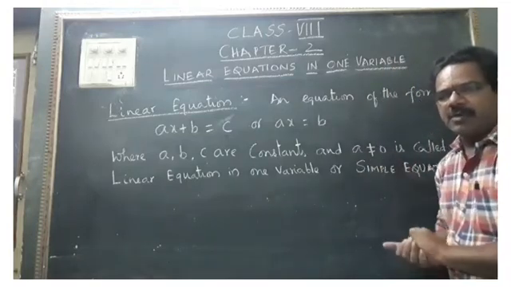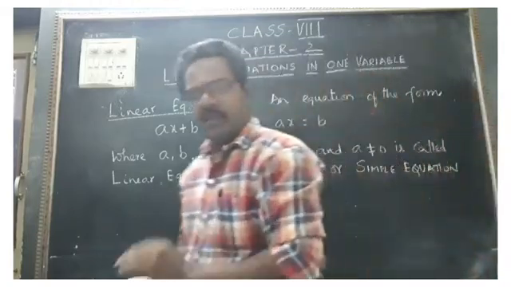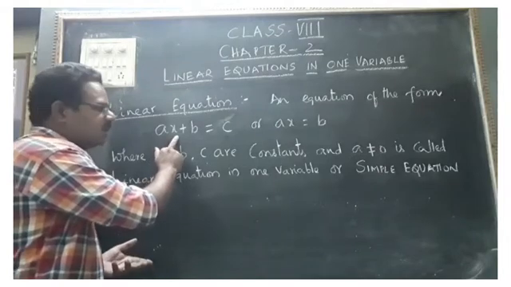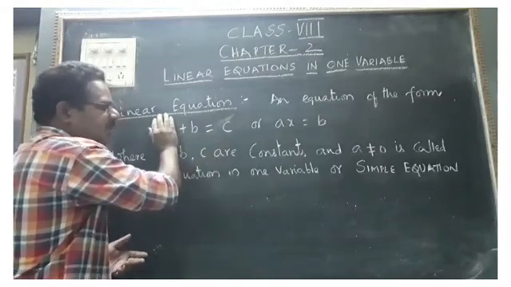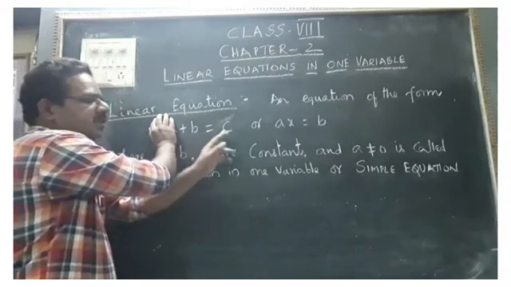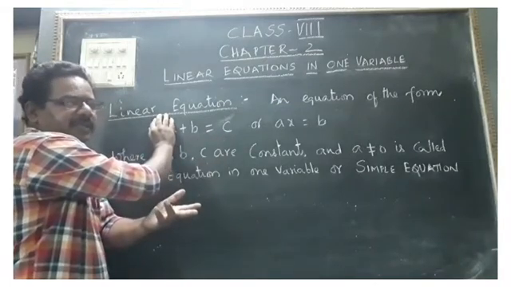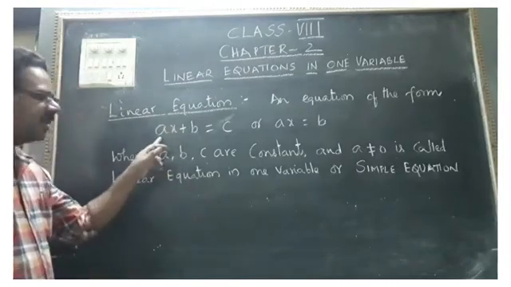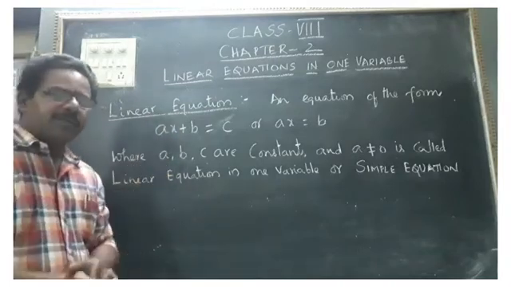Why should a not be equal to 0? Suppose a is equal to 0, what will happen? 0 into x is equal to 0, 0 plus b is equal to c, so b is equal to c, which is not correct. And b is equal to c means it is not an equation, not a linear equation. So the variable should be there. That's why a should have some other constant value.